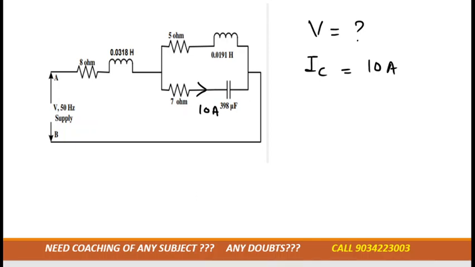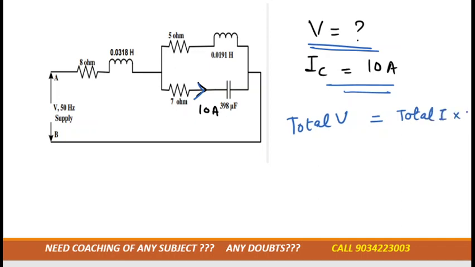Okay, in this case, we need to calculate the voltage, right? They have given the current flowing in the capacitor, that is 10 ampere. Now how can we calculate the total voltage, because V is the total voltage here. For total voltage we have the formula: total current multiplied by the total impedance, according to the formula V is equal to I multiplied by R. Correct? Any doubt up to here?